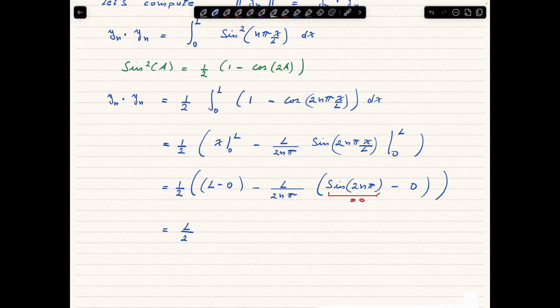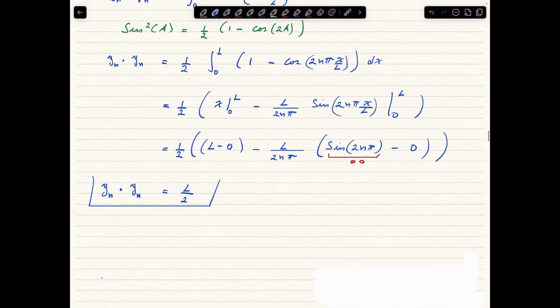The important thing is that the dot product of yn with itself is a constant that is independent of n. It doesn't matter which eigenfunction you choose. All the eigenfunctions have the same length, and this implies that the length of yn does not depend on n and is nothing more than the square root of L over 2.